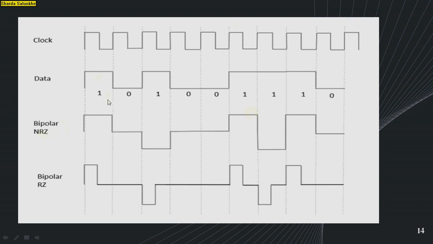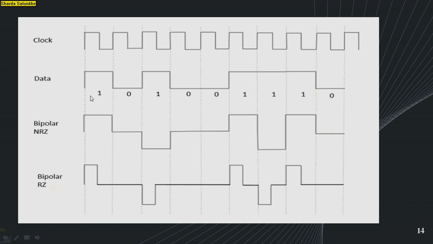So this is the clock and this is the data. In bipolar NRZ, one is represented as a positive pulse and zero is represented as no pulse. Again, the next one is represented as a negative pulse and zero is represented as no pulse. Again, the next one is represented as a positive pulse and the next one as a negative pulse. So this is the alternate mark inversion type of code. Again, one is represented by the next alternate polarity, that is a positive pulse, and zero is no pulse.